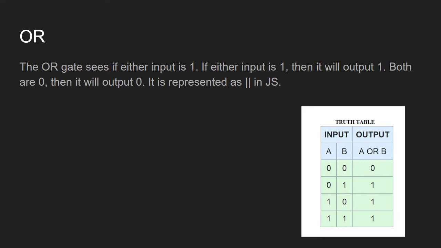The OR gate. The OR gate sees if either input is 1. If either A or B is 1, then it will output a 1, and if both are 1, it will also output a 1. So if both are 0, it'll output a 0, and it is represented by the two absolute value signs.